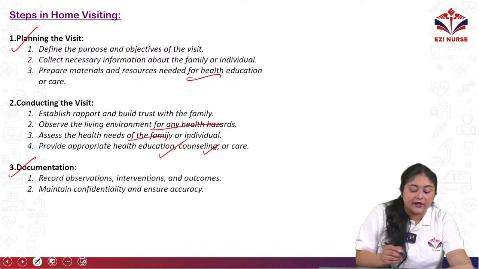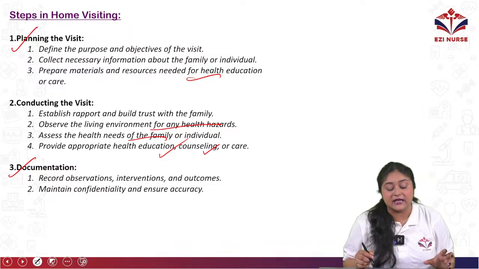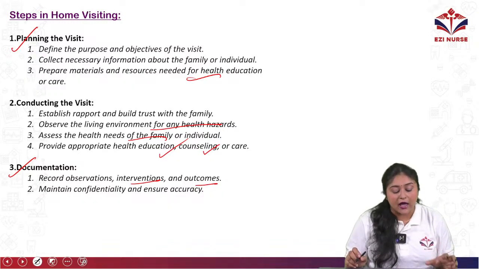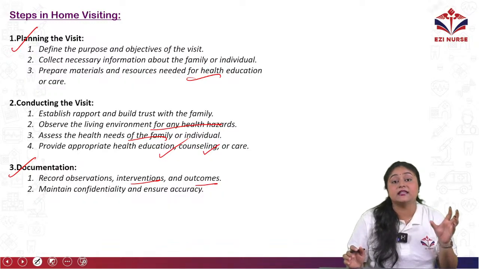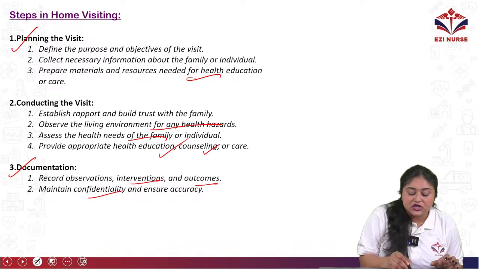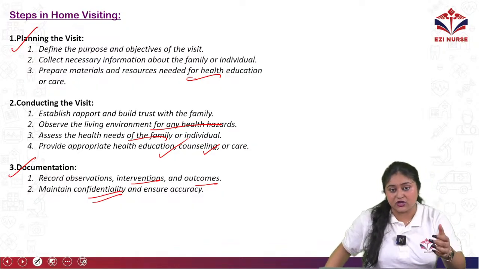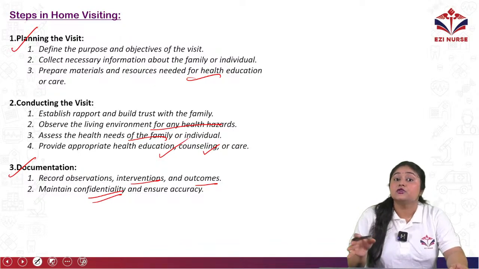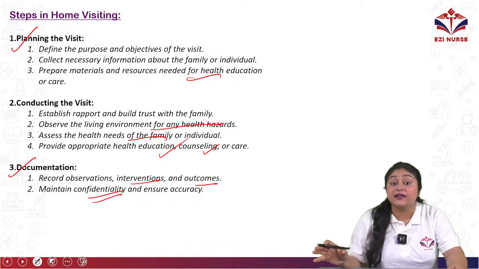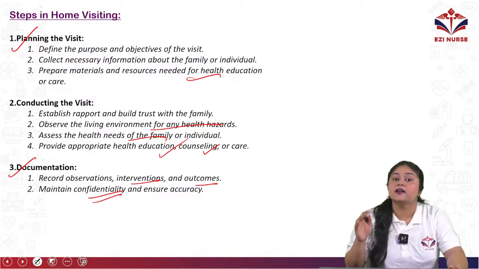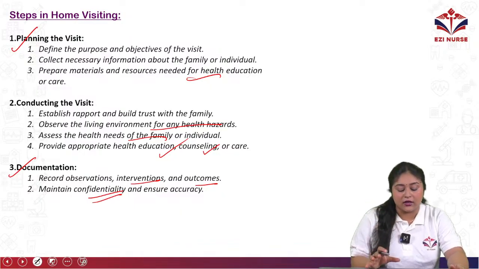Next one is documentation. Documentation is recording the observations, interventions, and outcomes, and we also have to maintain confidentiality and ensure accuracy. Confidentiality means, suppose you are going to provide care to a particular patient, but the patient doesn't want to disclose the procedure or diagnosis to the family members. At that time, as a nurse or healthcare worker, you have to keep it secure and confidential. You can't disclose it.